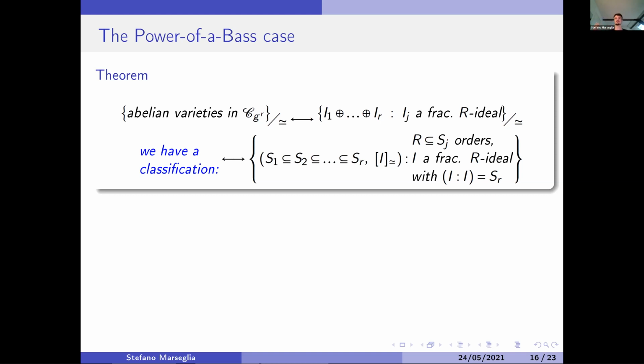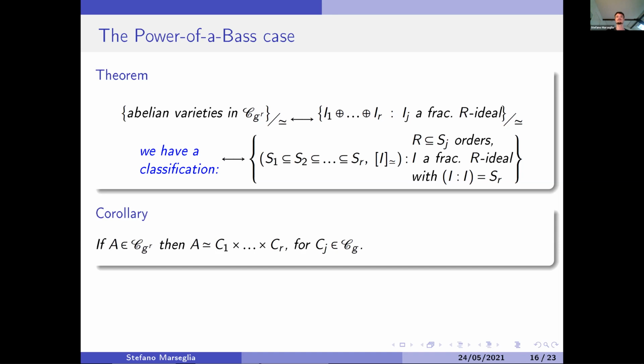Two such direct sums are isomorphic if and only if, up to reordering the fractional ideals in the direct sum, they have the same multiplicator ring and the same product class. So when you take the product I_1 times I_2 times I_R and the product of the other decomposition, they are isomorphic. So this gives a complete classification and also tells us that it's very easy to compute the isomorphism classes in such isogeny classes.